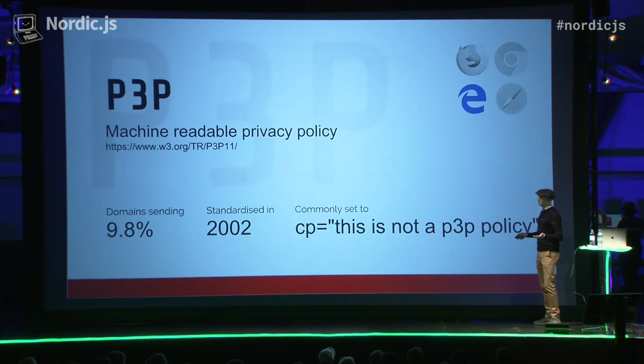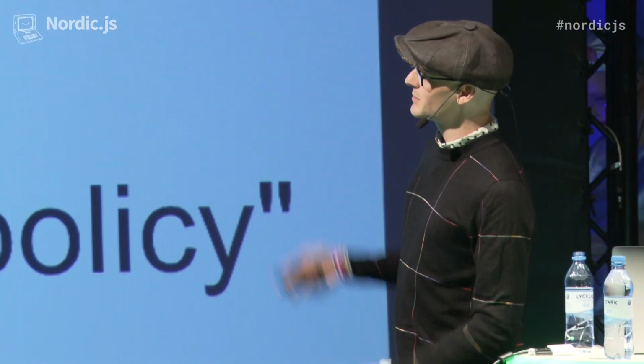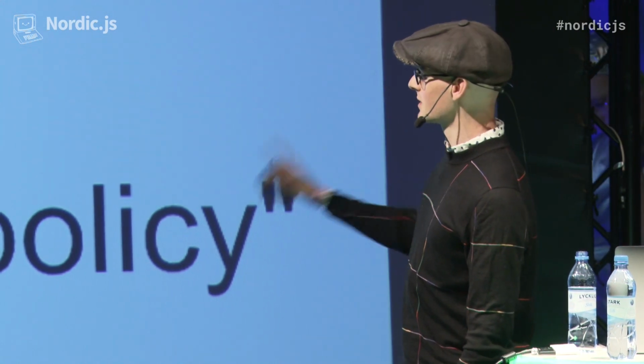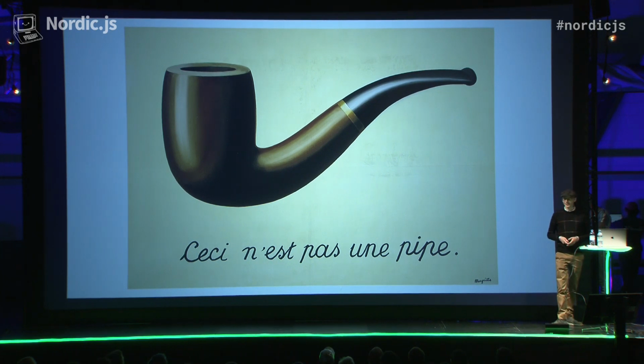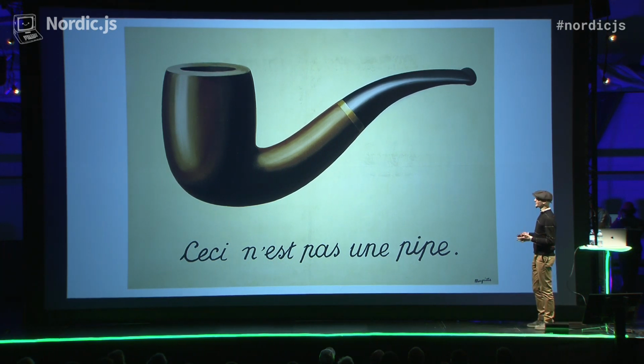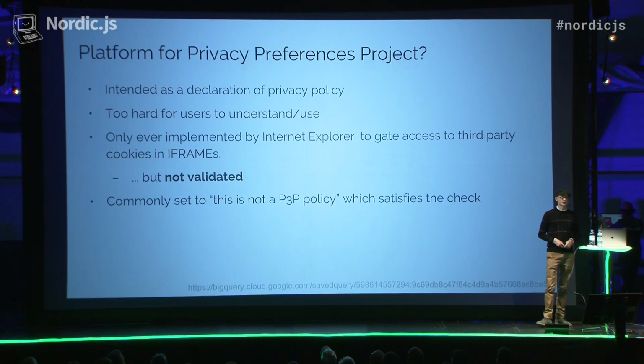Very, very few people. That's actually a really good result, because the most common value for the P3P header is "this is not a P3P policy", which brings this to mind for me and makes me think, well, is it or isn't it? And if it isn't, then why is it here? And the story here is that it is something called the Platform for Privacy Preferences project.